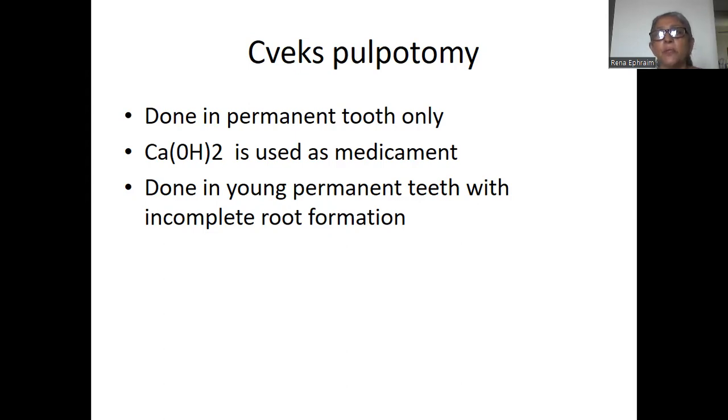pulpotomy. Or if you feel that a little more of the pulp has to be taken off, you can take out all the pulp from the pulp chamber, and then calcium hydroxide is given as a medicament instead of formocresol. Calcium hydroxide induces secondary dentin formation, and the root completion is continued. Now, this is usually indicated in cases where the root formation is not complete and the tooth has hypoxogenesis.